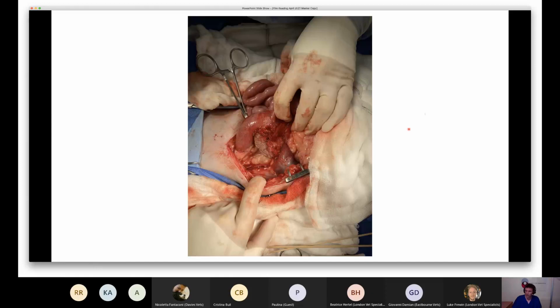Any questions about case number 4 before we finish for the evening, or any of the cases that we've covered this evening?